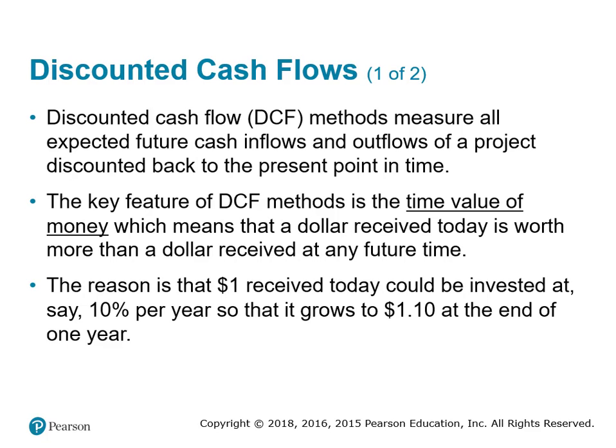Now, discounted cash flow methods measure all expected future cash inflows and outflows of a project, discounted back to the present point in time, T sub 0, today. And the key feature is the time value of money, which means that $1 today is worth more than $1 in the future. The reason is that $1 today could be invested at, say, 10% a year, so it would grow to $1.10 at the end of the year. So that would be one way to look at it.